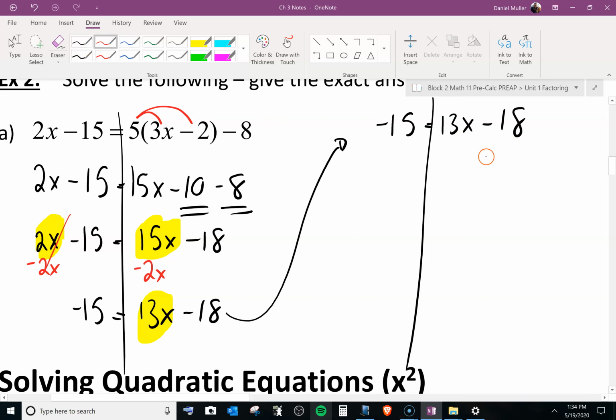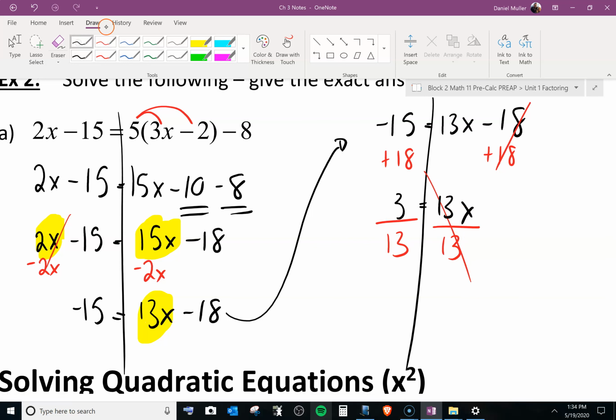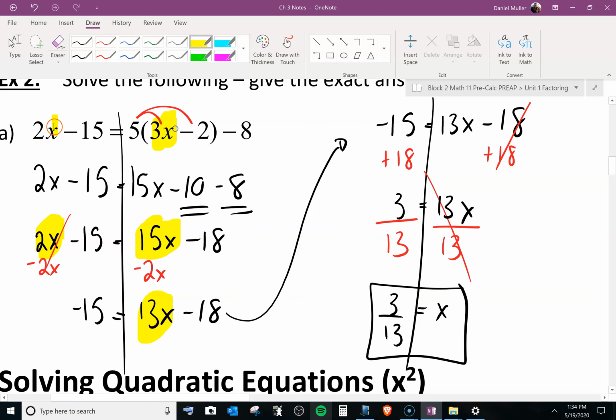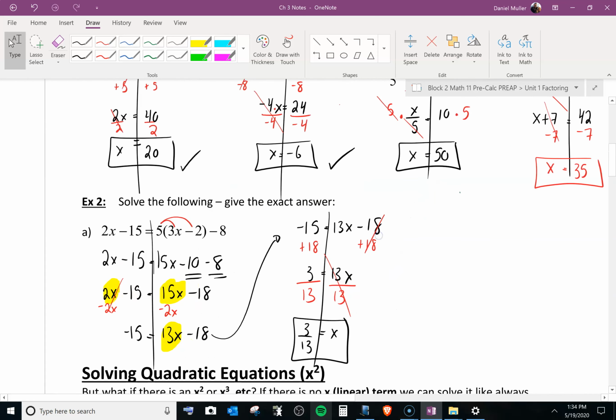Now I can get rid of my addition or subtraction first, so I'll add the 18. Negative 15 plus 18 is 3, is equal to 13x. And then divide by 13, divide by 13. So x is equal to 3 over 13, which I never would have guessed. You could try plugging 3 over 13 in those two x spots, but that would require a lot of work. So that's solving. I'll zoom out here.